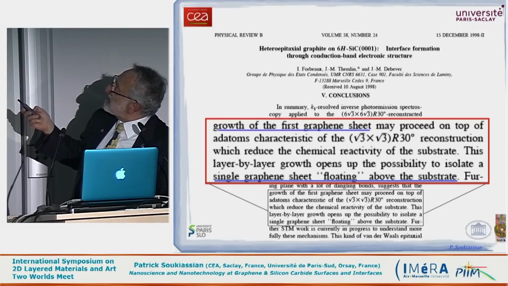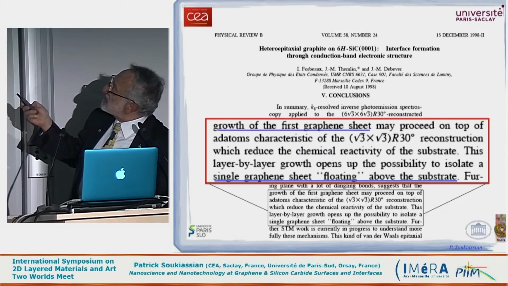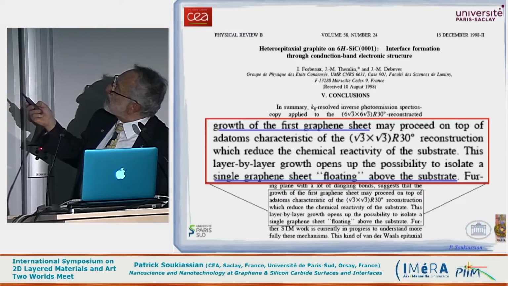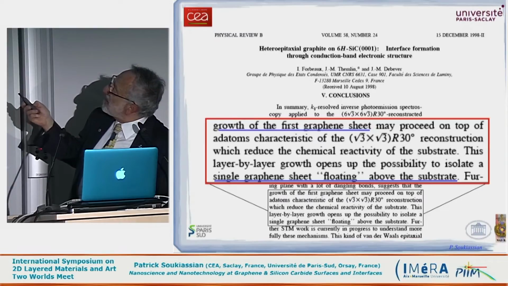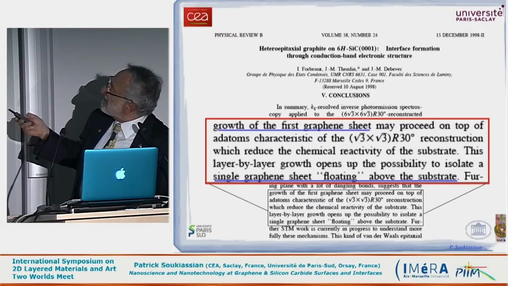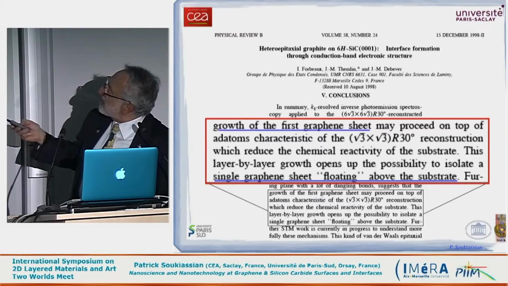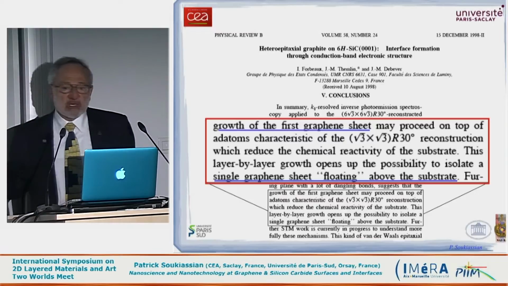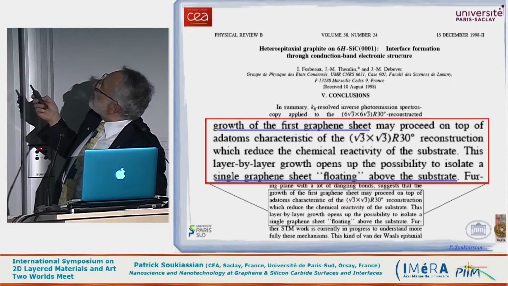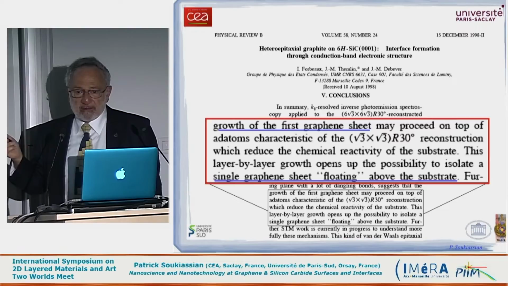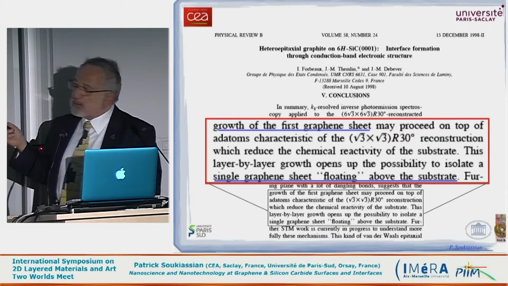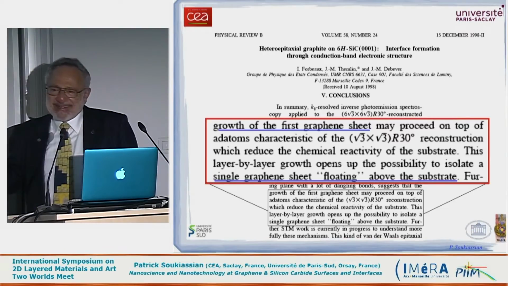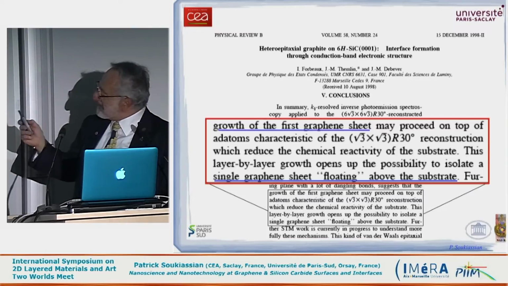And she was investigating graphite on the 6H SiC silicon carbide surface. And then she put very clearly, growth of the first graphene sheet may proceed on the top. That's the first time I heard about that. That was in 1998. Okay, she didn't get the Nobel Prize. I regret it, but it was interesting anyway.